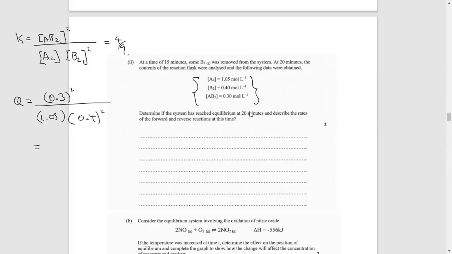That gives us an answer that's clearly not 0.44, it's 0.536. So we'll note importantly, as we covered earlier, that Q is not equal to K. And specifically, Q is greater than K, because this is around 0.44. So if Q is greater than K, then we know that it has not reached equilibrium.